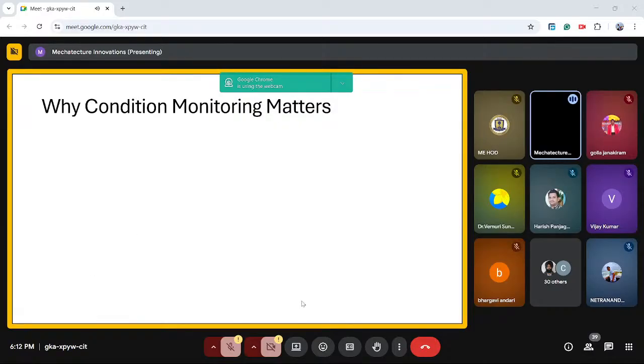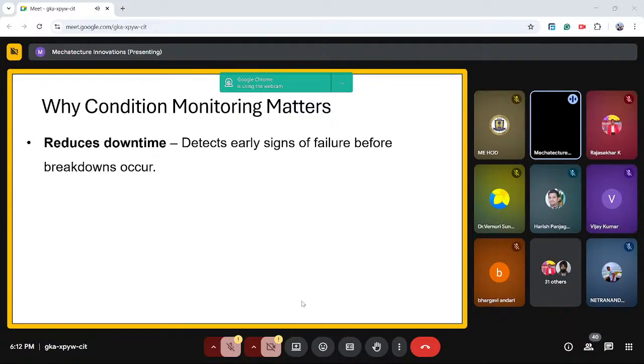Okay. Why does condition monitoring matter? The goal is clear. The first is that it has to reduce downtime. By detecting the failure early, I can rectify it when the failure is small, so I don't have to shut down the system for a long time. By that, I'm reducing downtime.